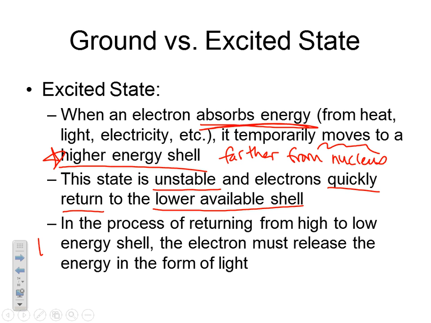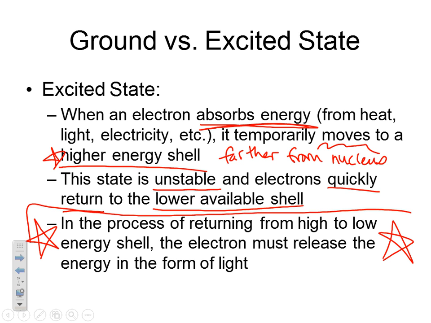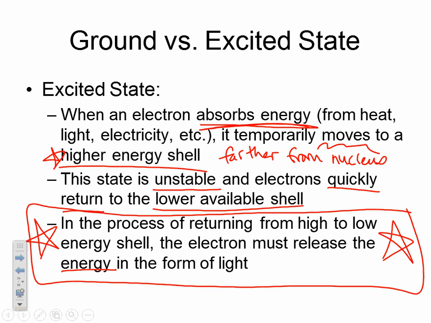And this is a massively important point, so I'm going to emphasize it and point to it. When electrons return from their excited state, the super high energy, farther from the nucleus excited state, to the ground state, they release energy in the form of light. That excess energy that they have, they have to get rid of it. So they give it off, and the form of energy that it takes on is light energy.